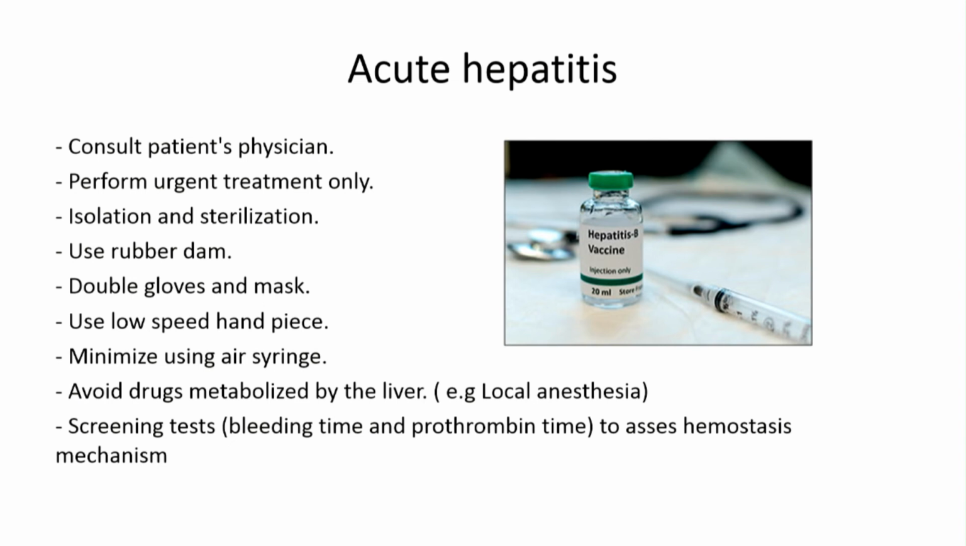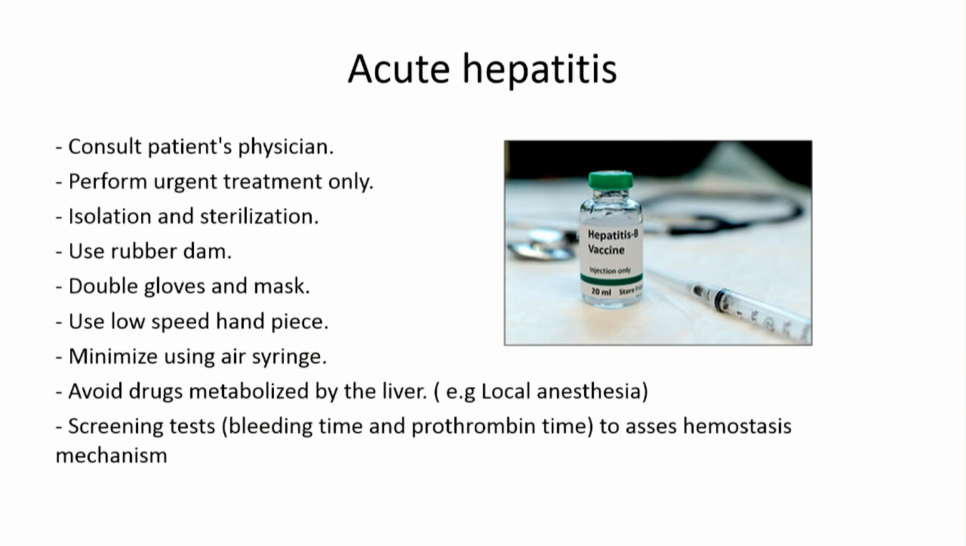Perform urgent treatment only, in the hospital. For example, if the patient complains of pain, we deal with the pain just. There is no surgical maneuver or surgical treatment. The treatment should be in the hospital with perfect isolation and sterilization. We also use a rubber dam to isolate the affected tooth, double gloves and mask, which is very important. Use a low-speed handpiece and minimize use of the air syringe, in order to reduce aerosol, because as I mentioned before, the virus might be present in the saliva or in the blood.